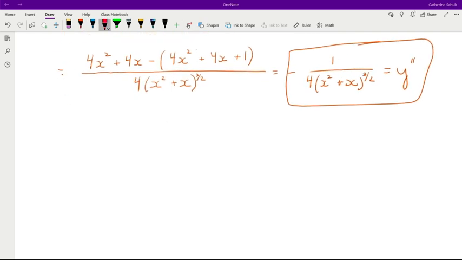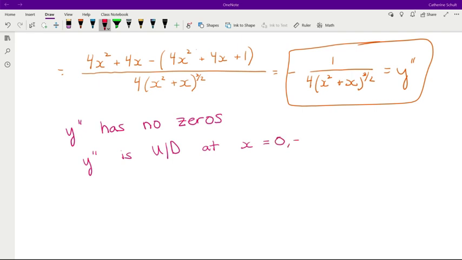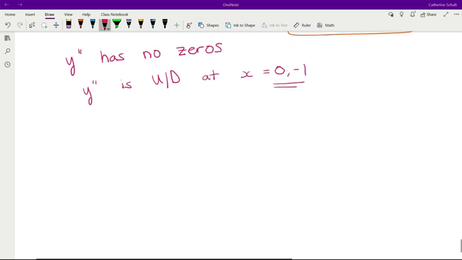So since the numerator is a constant, there's again no zeros of our double derivative. Double derivative has no zeros. And then again, the derivative is going to be undefined, just as it was before, when the bottom is negative or 0. And that's going to happen between -1 and 0, right? All those numbers in between, but the only numbers in the domain are 0 and -1. So if we have a concavity change, it's going to happen at -1 and 0.